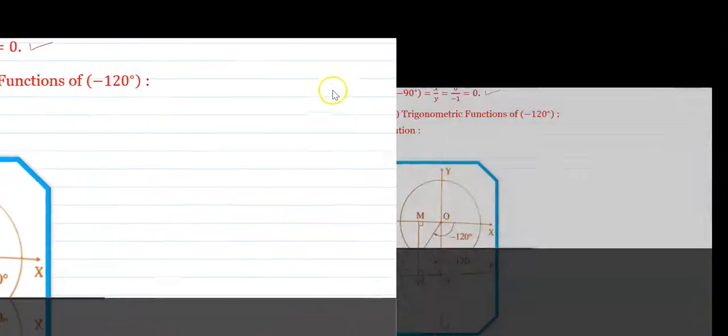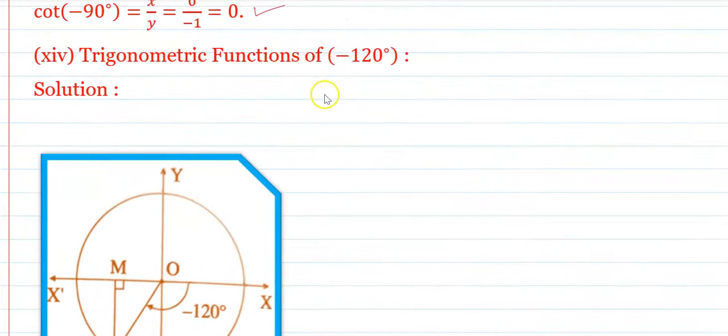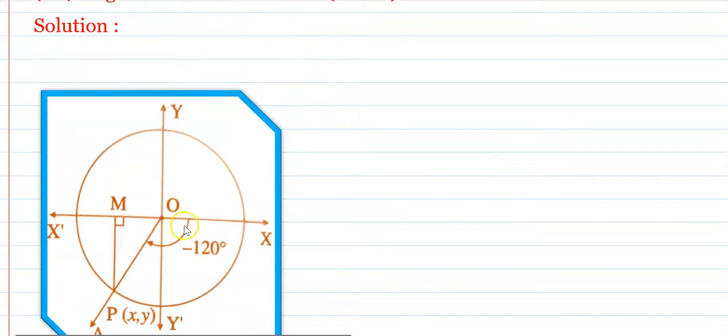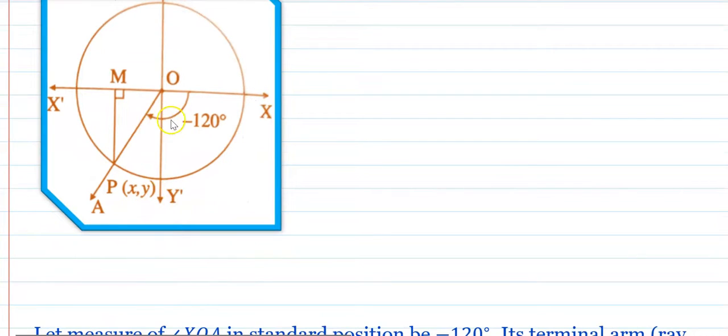Next, minus 120. Trigonometric functions of minus 120. Now see. Measure of angle XOA, it makes an angle of minus 120. Okay, it goes in the third quadrant. And how will we measure the angle? In a clockwise sense. Now this is the 120. Therefore, the measure of this angle must be 60 degree, the linear pair. And this is the 30 degree.